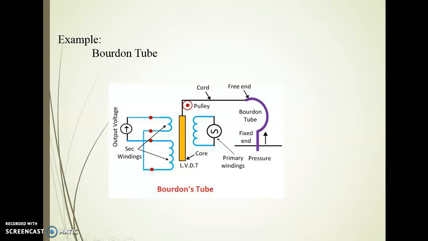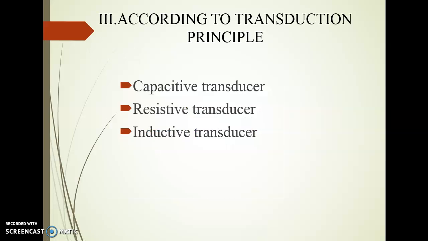So next we are going to discuss the next type, that is, according to the transduction principle. What we get as output determines the type. If you are getting output as a capacitance, that is called the capacitive transducer. Second is the resistive, and third is the inductive transducer.